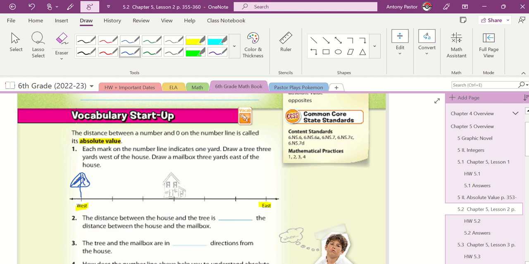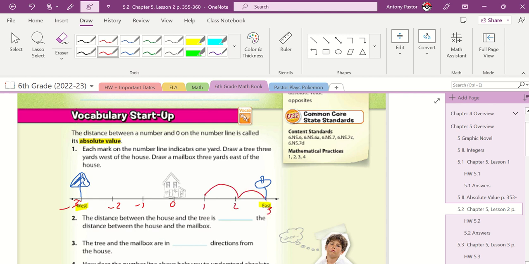And they want us to draw a mailbox 3 yards to the east. So, boom. And I'm not the best artist. Here's the little flag, whatever. There's a mailbox. Both are going to be an absolute value of 3, even though to the west this would technically be -3, because -1, -2, and the house would represent 0. This would be 1, 2, 3.